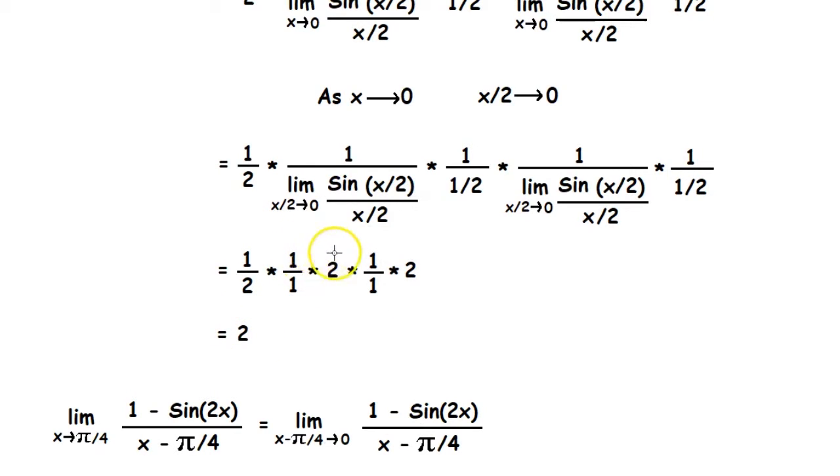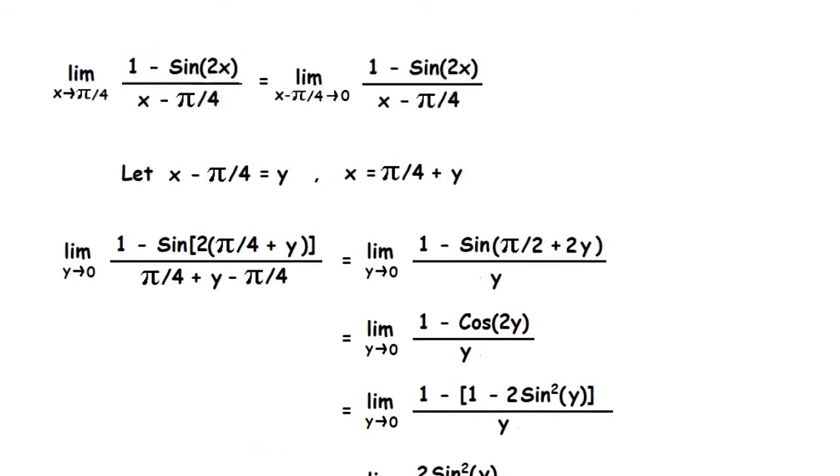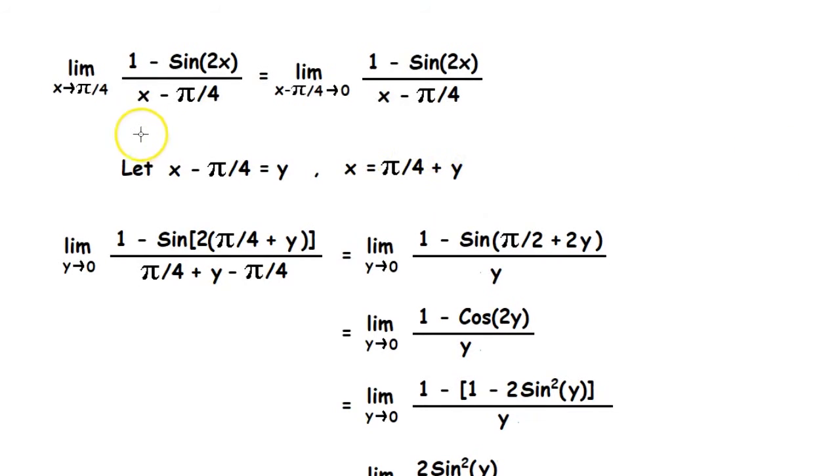So here we saw how to convert our cosine values to sine values, and also we utilized our theorem to get our final answer. So now let's look into another question. So here we are asked to find the limit of 1 minus sine 2x divided by x minus pi over 4 as x tends to pi over 4.